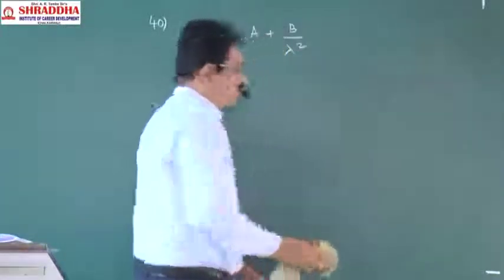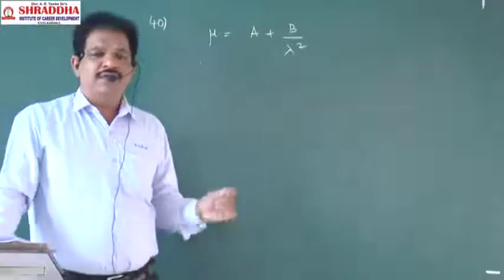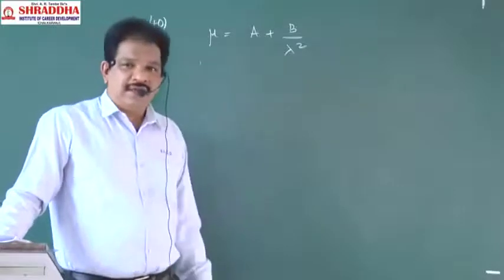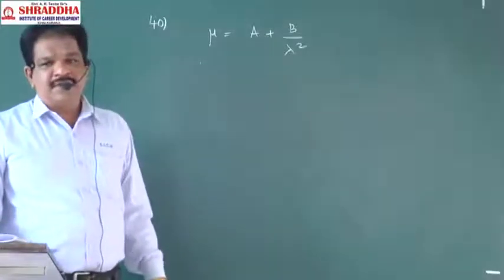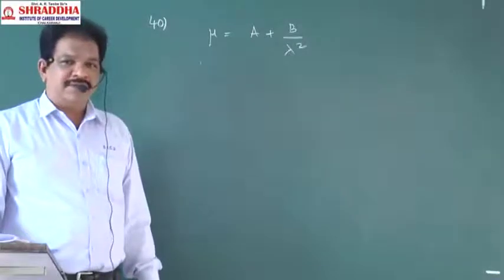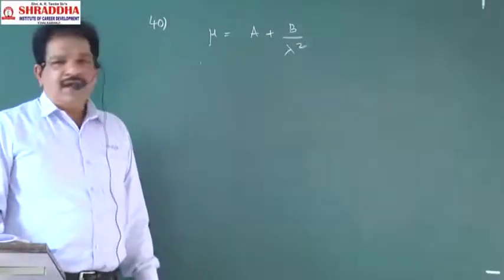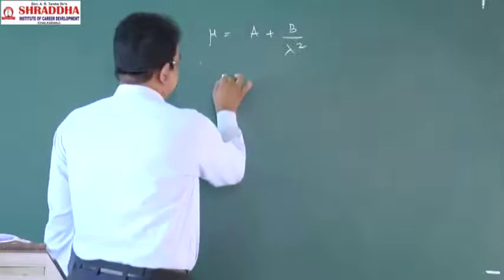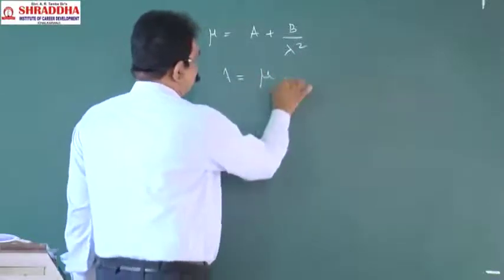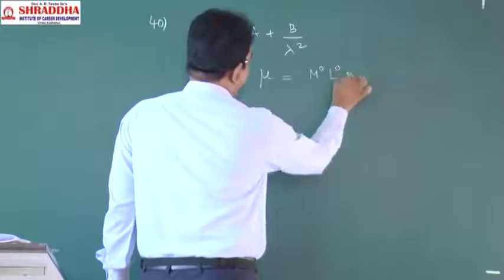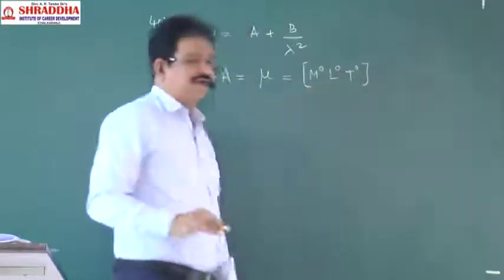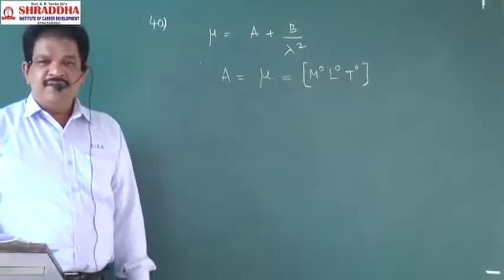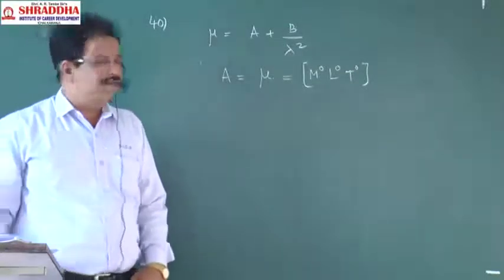Now you use the principle of homogeneity. According to the principle of homogeneity, mu and A and B by lambda square all will have the same dimensions. Therefore, A is equal to mu. What are the units and dimensions of mu? It does not have any units and dimensions. So A dimensions are M power 0, L power 0, T power 0.